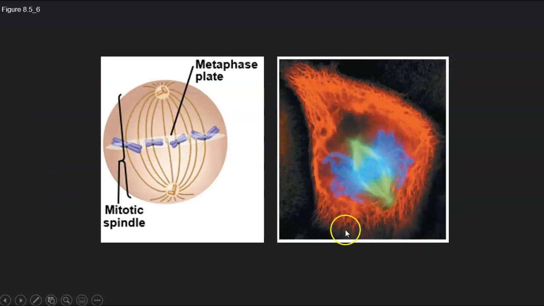So let's look at some pictures here. Here are our chromosomes, the imaginary equator there, the metaphase plate, okay? And we see our spindle fully formed and attached to the chromosomes. In the picture, you can see the fully formed spindle, and all of the chromosomes are attached to the spindle fibers there, and everything is set and ready to go. Once everything is ready to go, then we're ready to move into the next phase.